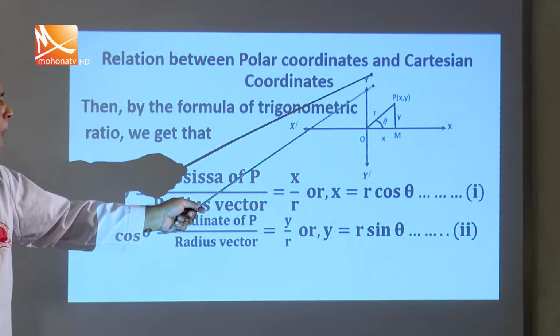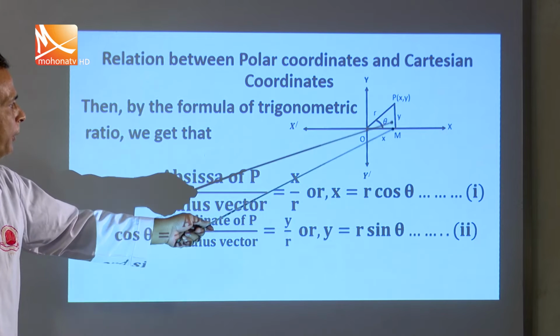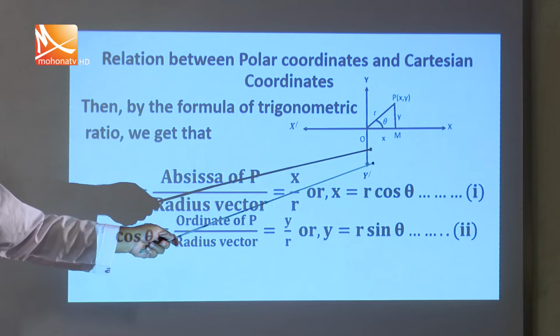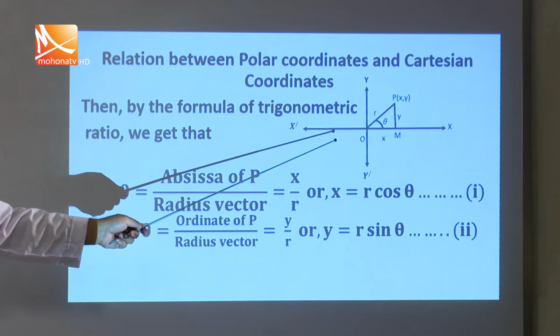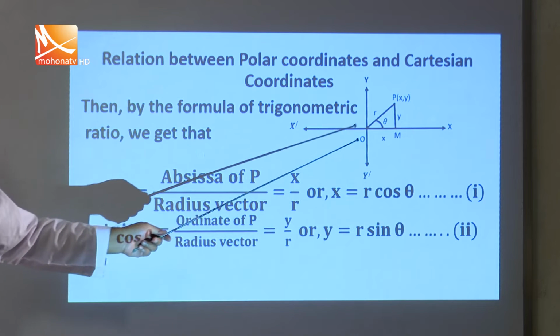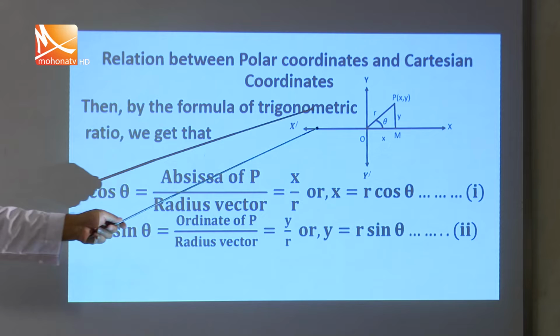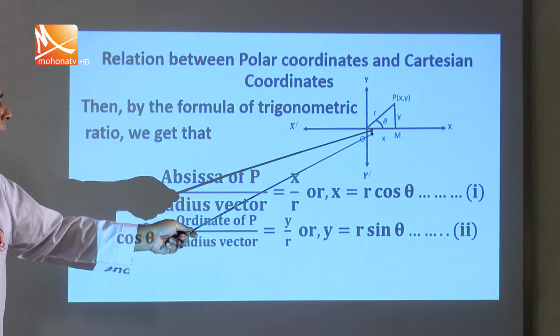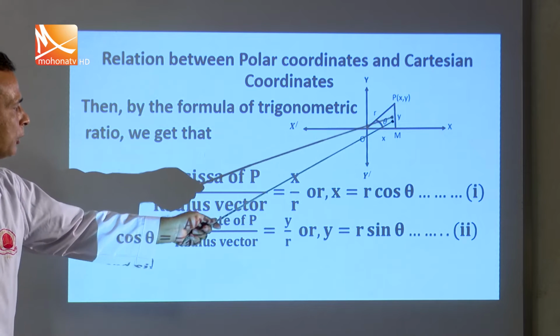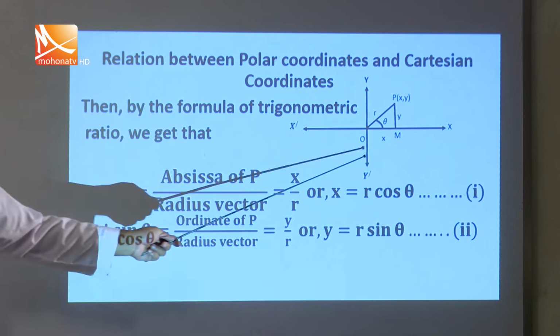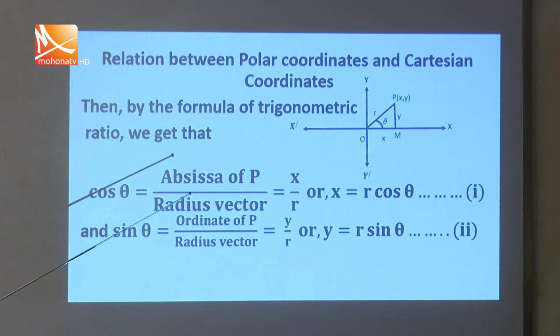Then you just see that from the point P we draw a perpendicular PM on OX, and if we join O, P, then OP is the radius vector, and by the concept of coordinate geometry OM equals x and PM equals y. This is abscissa and this is ordinate. So PM is perpendicular, OM is base and OP is hypotenuse, since POM is a right angle triangle.